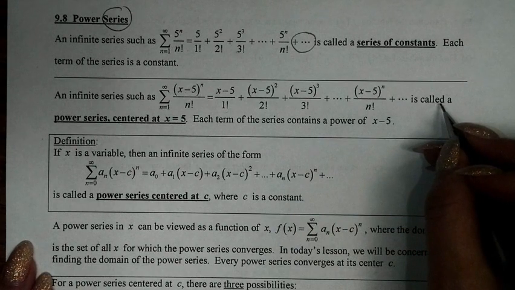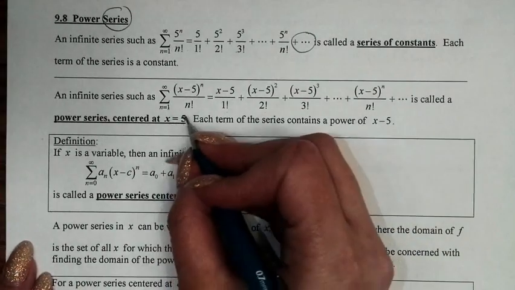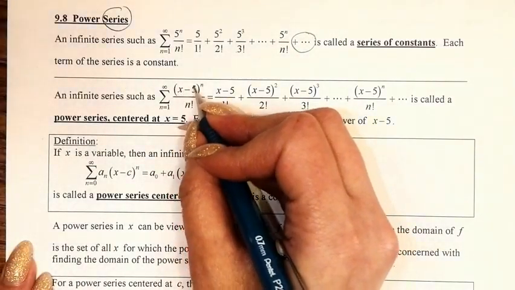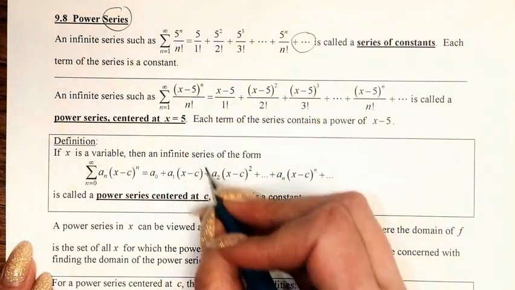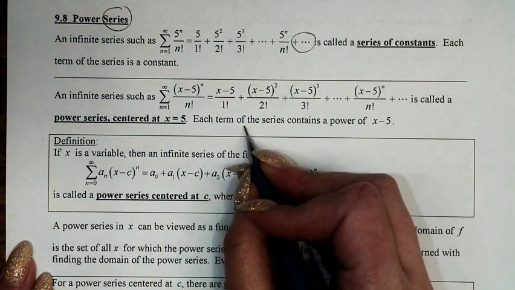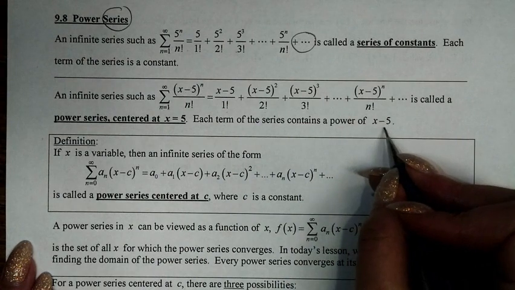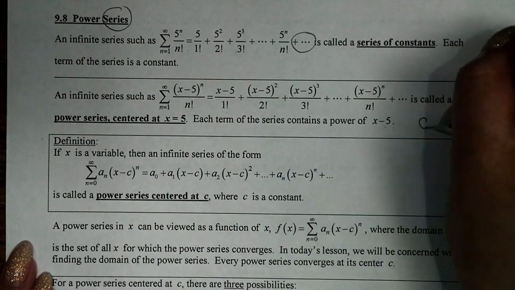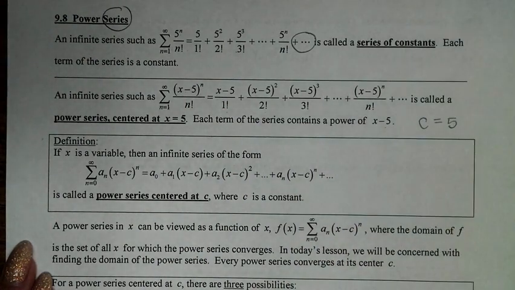This is called a power series centered at 5. Why at 5? Because you have that x minus 5, which is going to be x minus c, the center. So each term of the series contains the power of x minus 5, and you know that the center is going to be equal to 5.